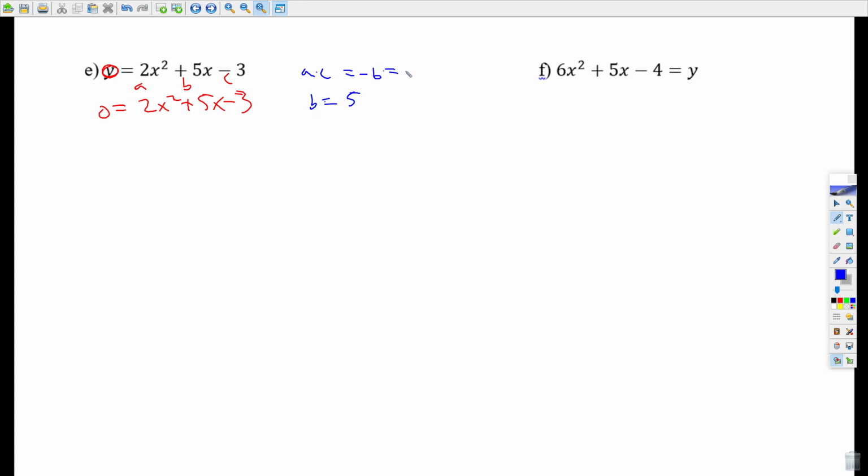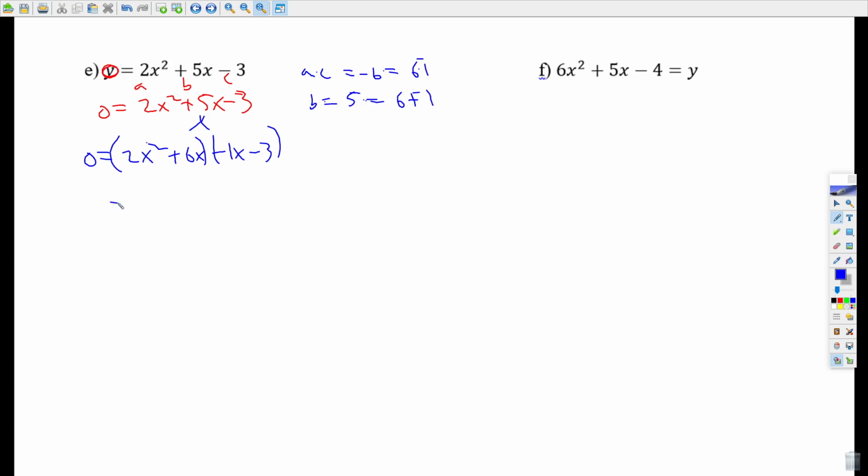So it looks like we're going to do 2 and 3. Nope, we can't do 2 and 3. That won't work. Maybe 6 and 1. 6 times 1. This would be 6 plus 1. We need a positive 5, so we'll make the 1 negative. And you remember when we do the long method, we have to split this into 2 different answers. So we have 0 equals 2x squared plus 6x minus 1x minus 3. And then we group.